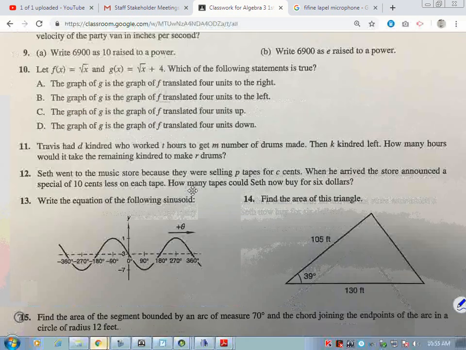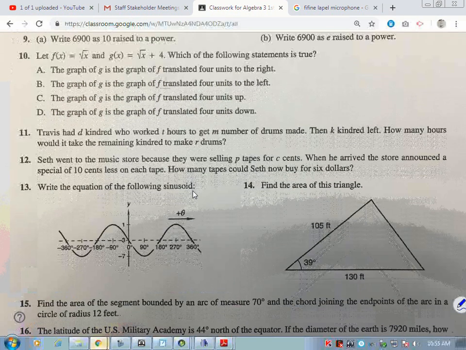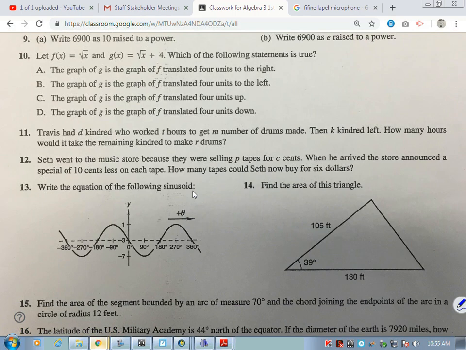All right. Question number 12. Seth went to the music store because they were selling P tapes for C cents. Don't take that literally. When he arrived, the store announced a special of 10 cents less on each tape. How many tapes could Seth buy for $6? Seems somewhat unfair since those $6 are the only thing that's really being considered as actual numbers.